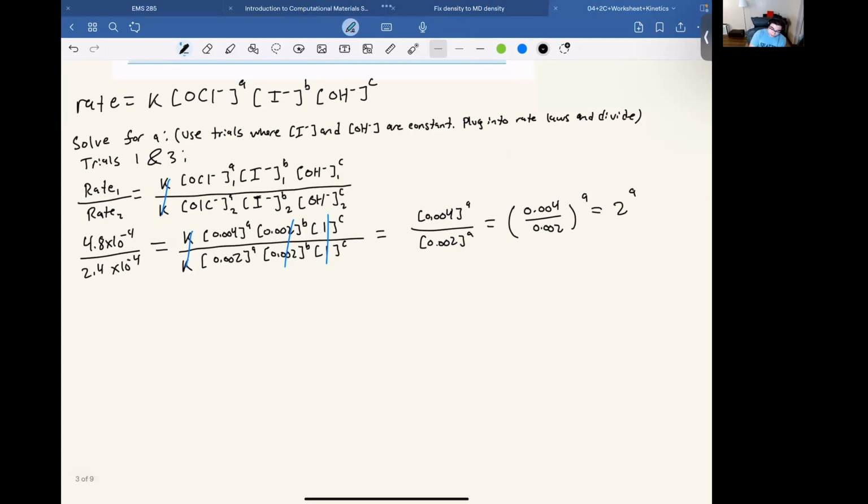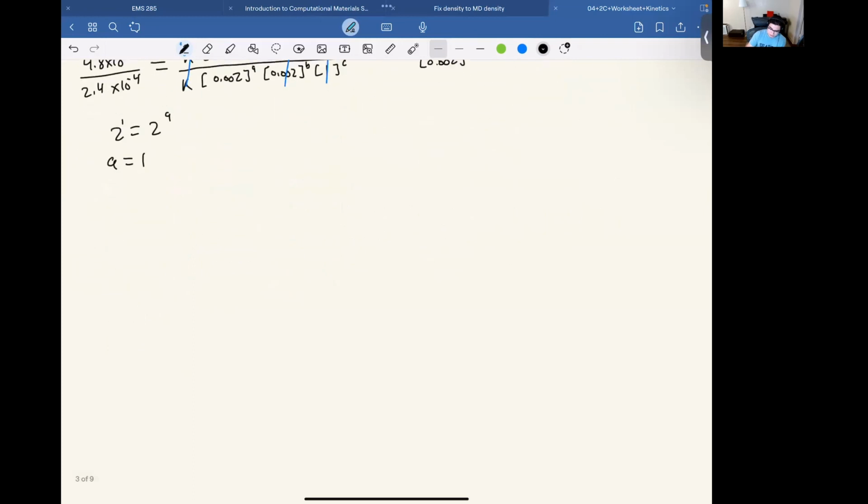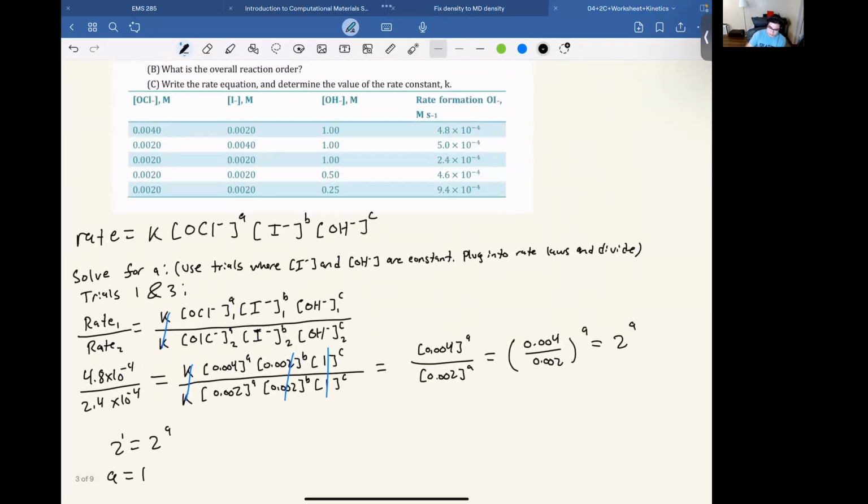Then we have to solve for A. So reducing this left-hand side gives us 2, just doing the division. And then clearly A has to be equal to 1. So it's 2 to the first power is equal to 2 to the A. A can't be anything else but 1 for this equation to be true. You can use logarithms. We're going to do that in the next one.